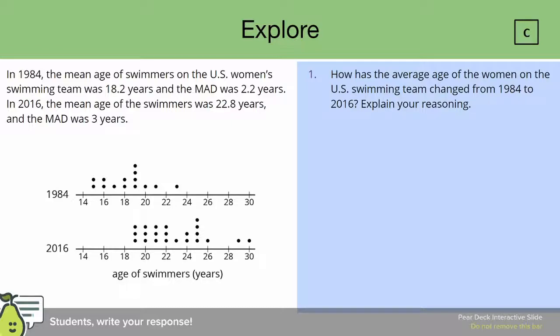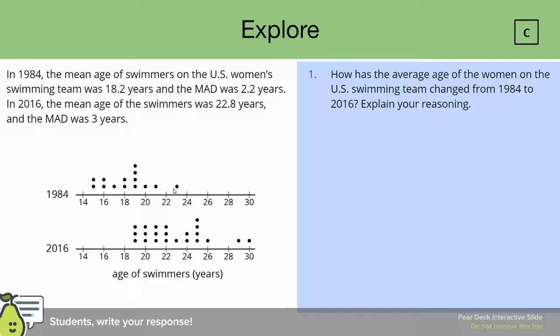Now, some of the things you might wonder is that this dot plot is talking about 1984 and this dot plot is talking about 2016. You might wonder, what do these dots in the dot plot represent? So go ahead, please pause the video and let me know. What do you think these dots represent in this dot plot?